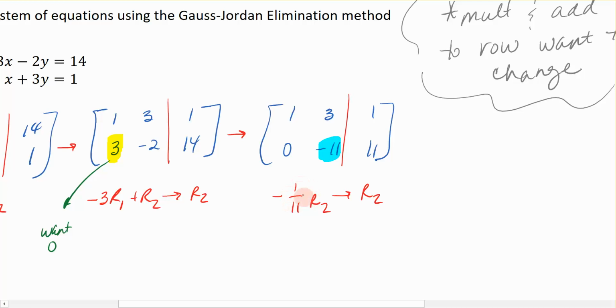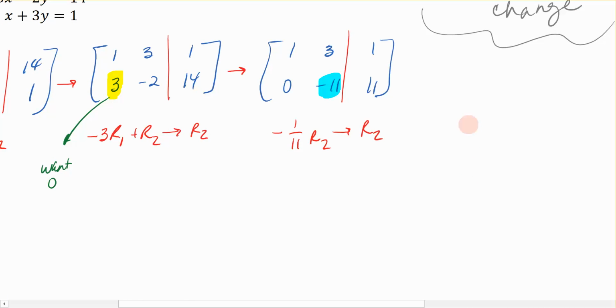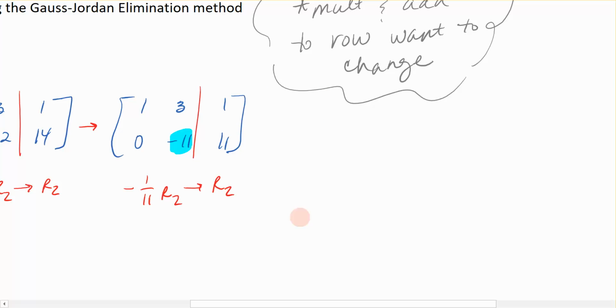And that's when we do the multiplying of a single row. So we can just keep on going this direction. Notice that I'm only doing an operation on row number 2. So row number 1 is going to stay 1, 3, 1. Row number 2 is the one I'm multiplying by negative 1 over 11. We did that because 0 times anything is still 0, and I worked really hard to get a 0 here, so I want that to stay a 0.